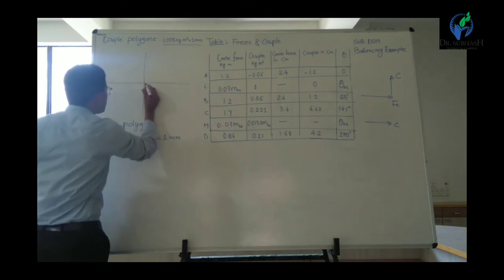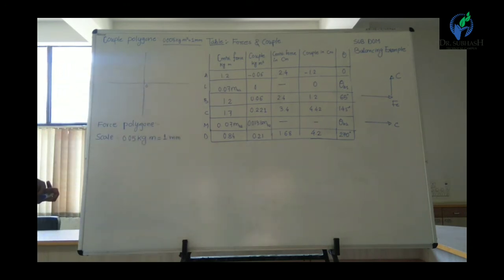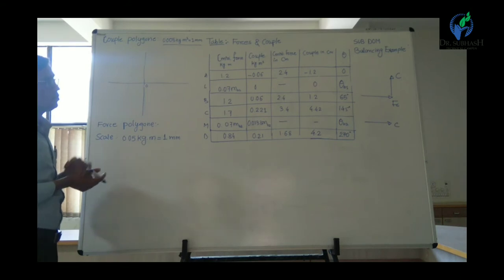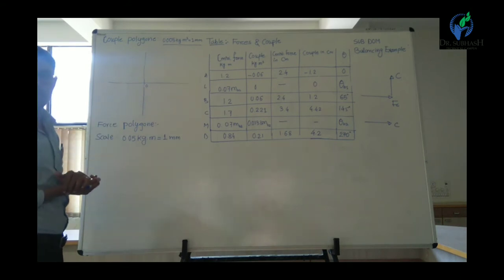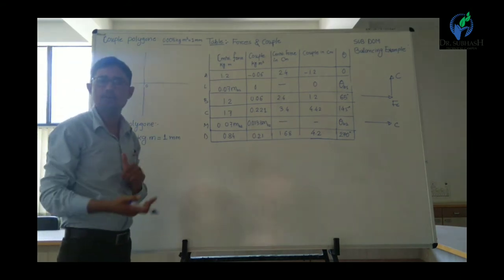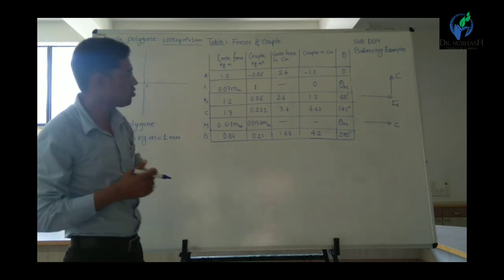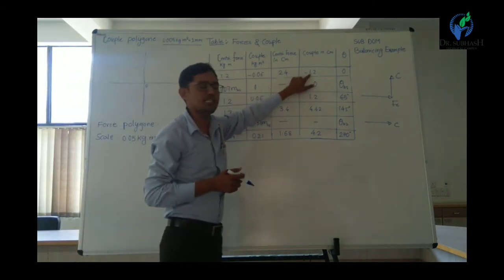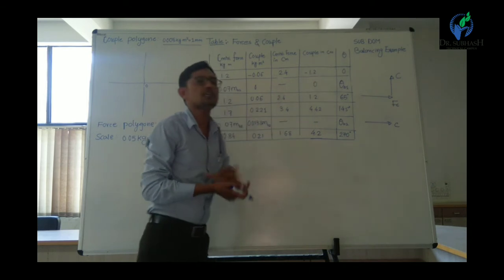Okay, so this is our initial condition, with O as the reference point. Now -1.2 is the magnitude of the couple. We can represent a couple by its magnitude and direction. So 1.2 cm is its magnitude, and the direction is 0 degree.